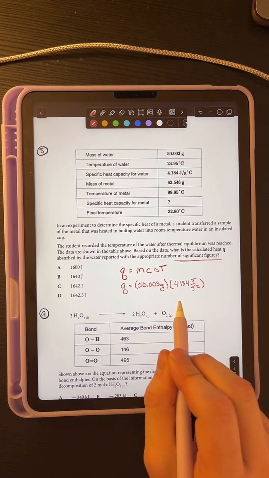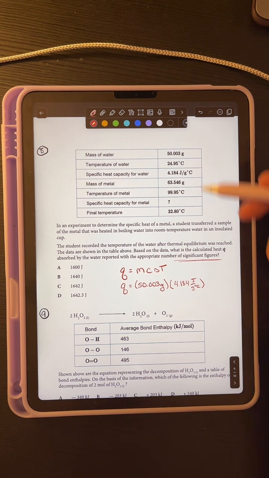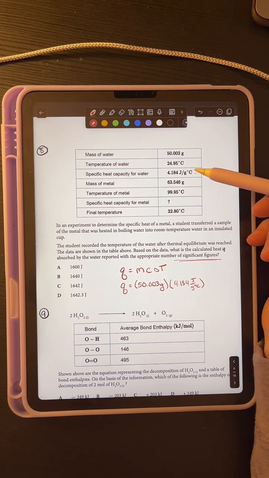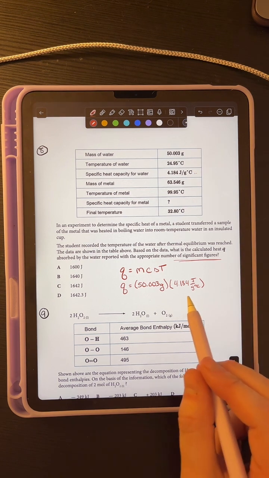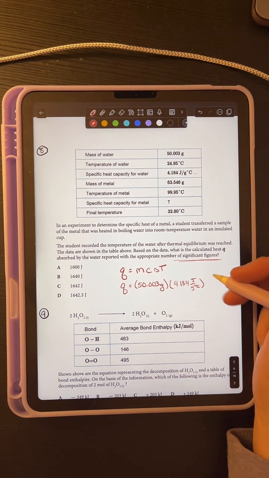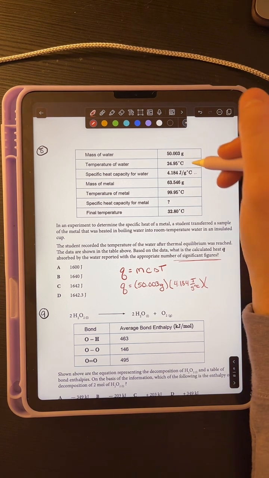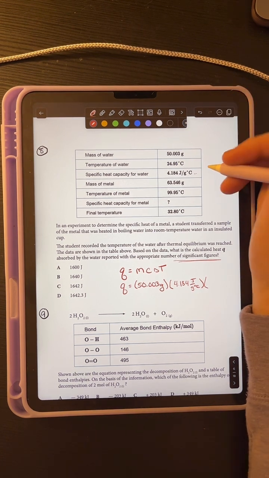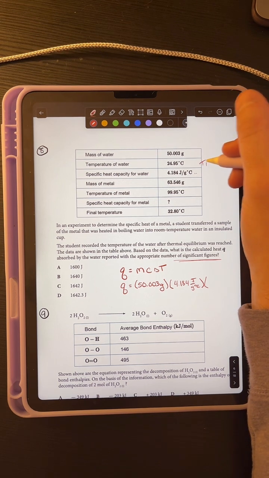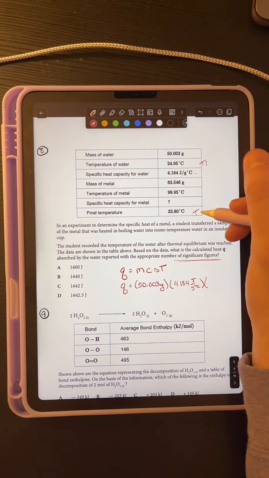That is a known value, even though it's not in here. I don't think it was set in here. Oh, no, it was set in here. That is a known value. You will always be given that value. So 4.184 joules per gram degree Celsius times the change in temperature. So if we start out at a temperature of 24.95, that's going to be our T initial. And our final temperature is T final.